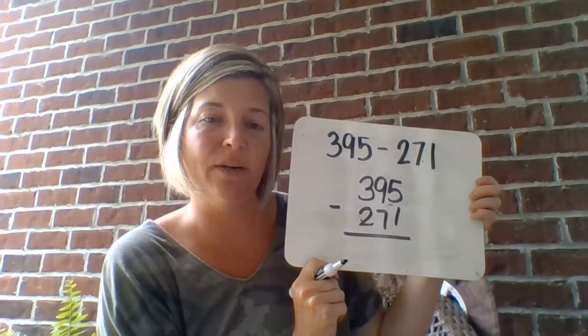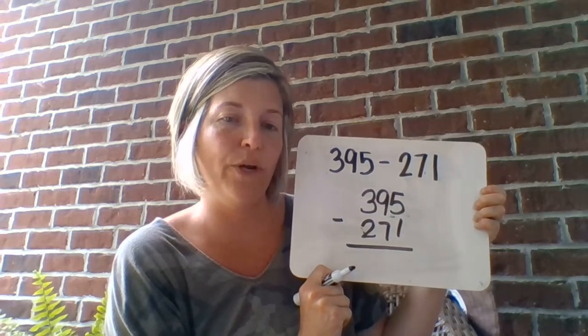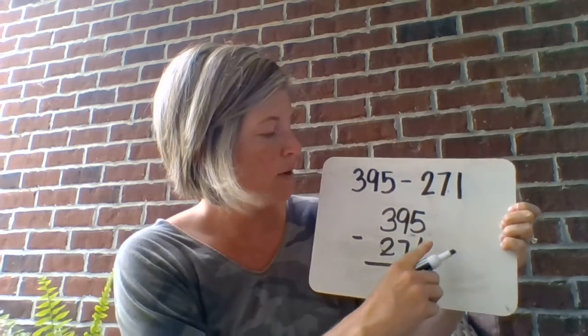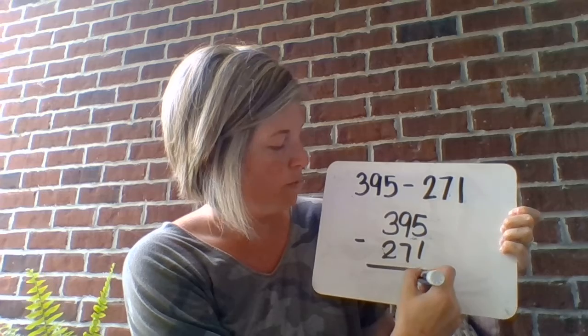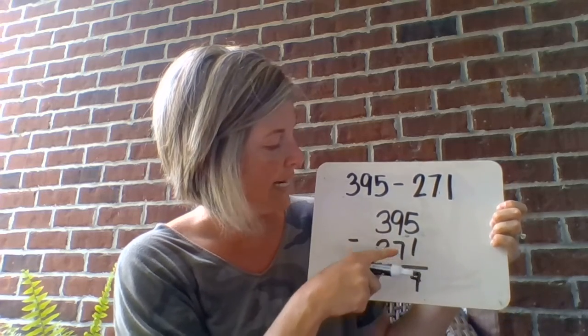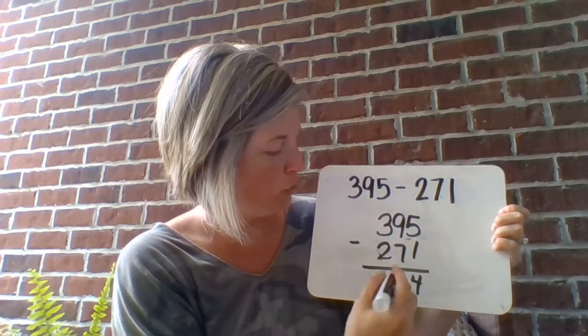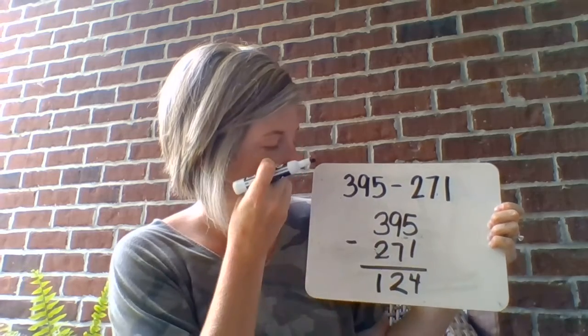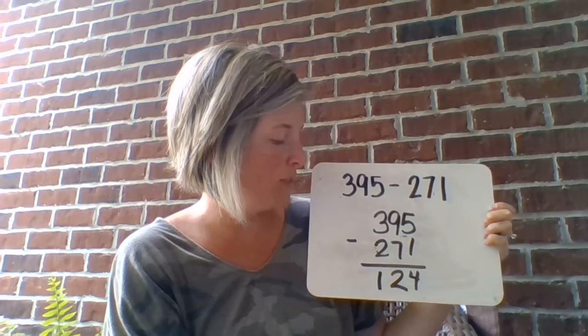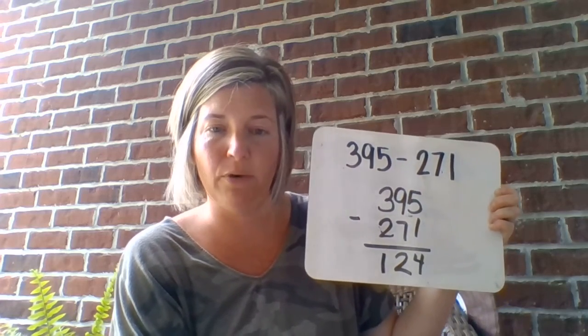So just like addition, we're going to start in our smallest place and we are going to subtract. 5 minus 1 is 4. 9 minus 7 is 2. And 3 minus 2 is 1. So 395 minus 271 is 124.